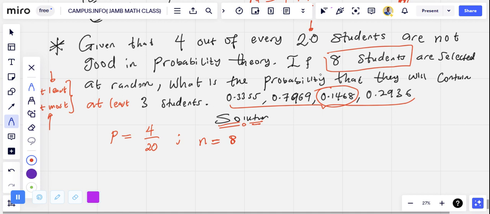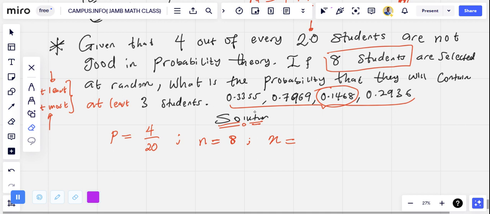Okay. I have my n as 8, and I have my p as 4/20. We don't have any issue with that. But my concern is this x, which you actually have as at least 3. Will I still use 3? No, I can't use 3. It's not allowed, because they said at least 3.